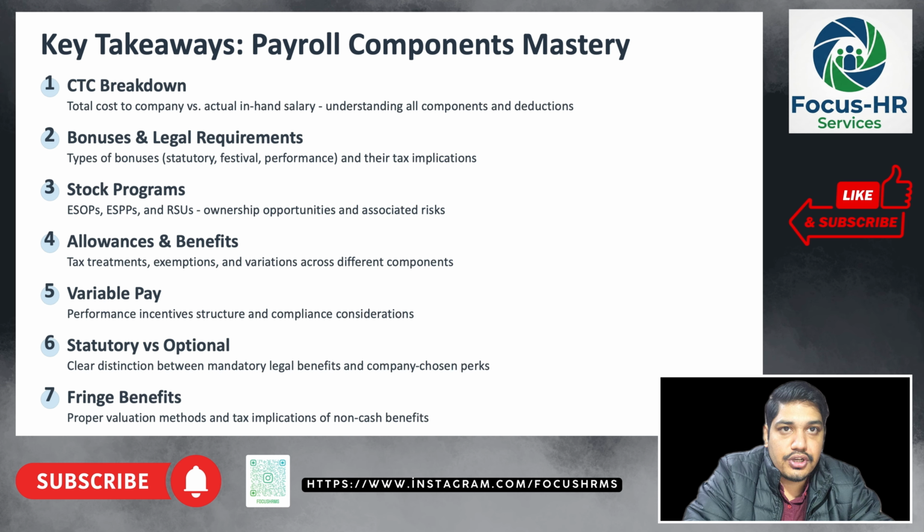Number 6, statutory versus optional. Clear distinction between what is mandatory by law and what's the company's choice. Use this knowledge during salary negotiation. Number 7, fringe benefits. Understand proper valuation methods and tax implications of non-cash benefits. Don't get surprised by unexpected tax bills.